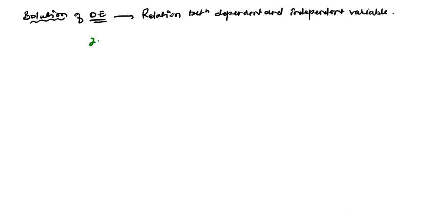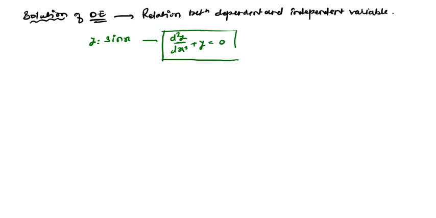We have seen y equal to sin x is the solution of the differential equation d2y/dx^2 plus y equal to 0. So in this chapter, we have to find such solutions of differential equations using different methods. We will see one by one what those methods are. Finding a solution means we will find the value of y in terms of x which will satisfy our differential equation.